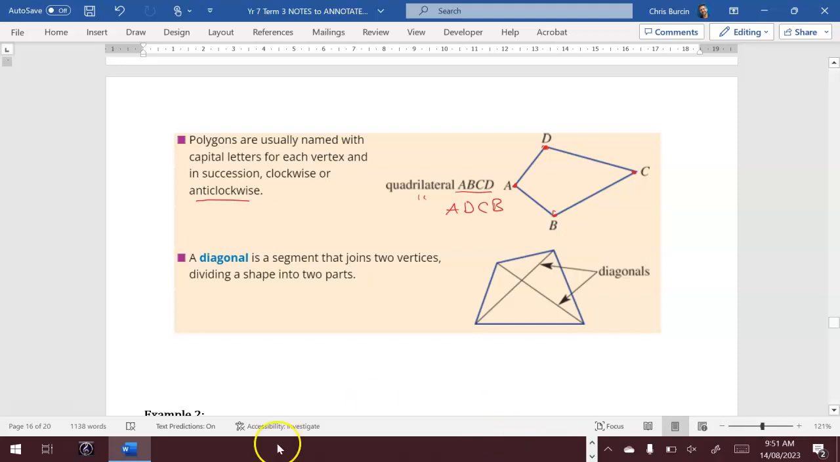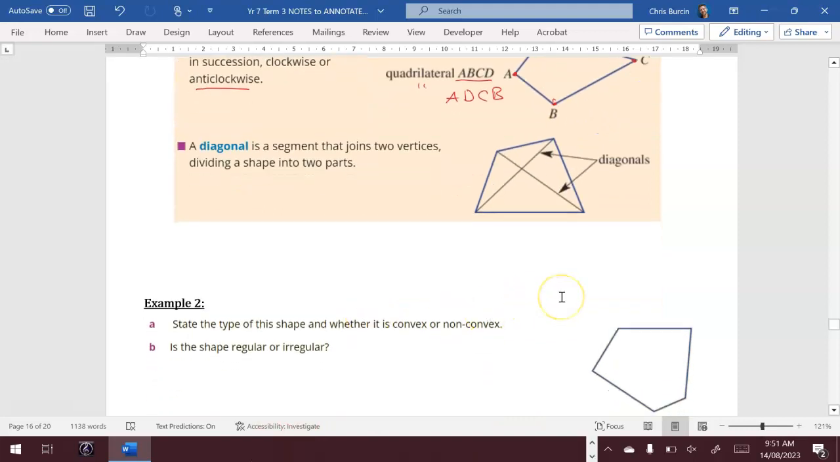And the last word I need to tell you is a diagonal. A diagonal is a segment, which is a line that finishes at both ends and joins two vertices, dividing a shape into two parts. So this diagonal, we'll ignore the other diagonal, leaves us with a triangle on either side. That's a diagonal. This one, going from vertex to vertex, would also leave us with a triangle on one side and a triangle on the other side.